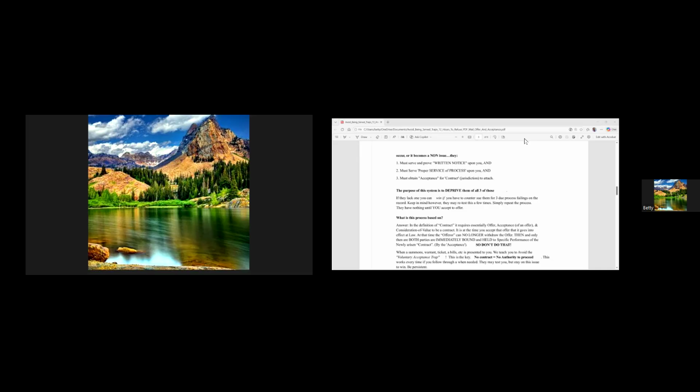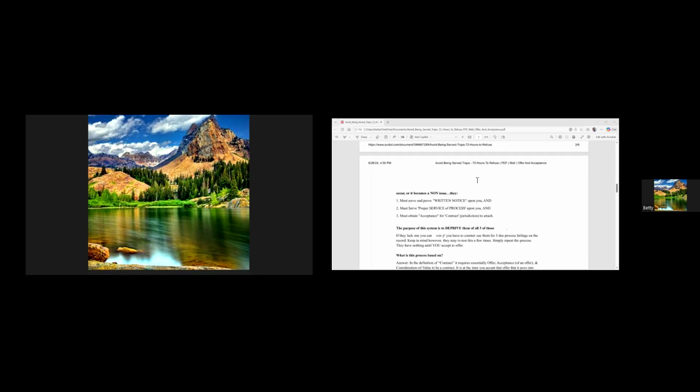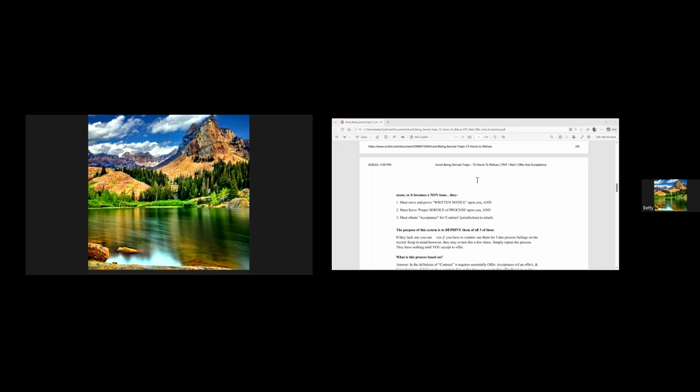Not the whole process because you can get this document on Gumroad. So I have it there. So let's talk about it. Okay. So the process is called avoid being served. Okay. So let me start at this.